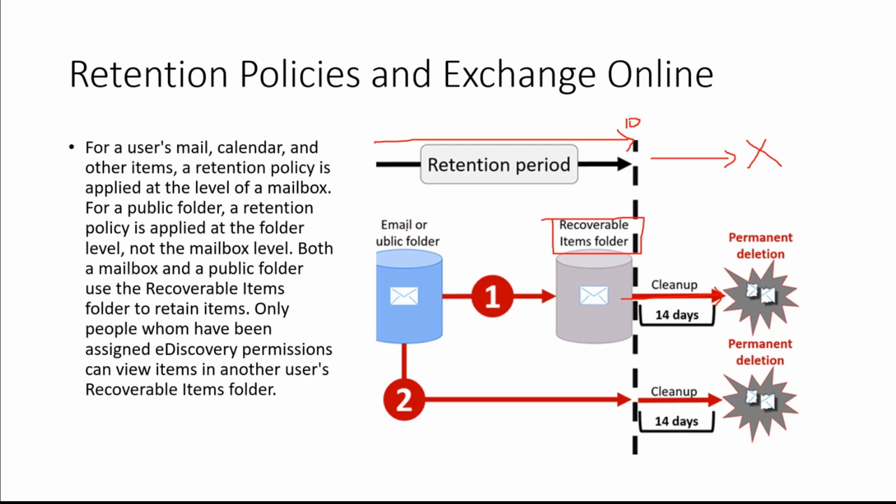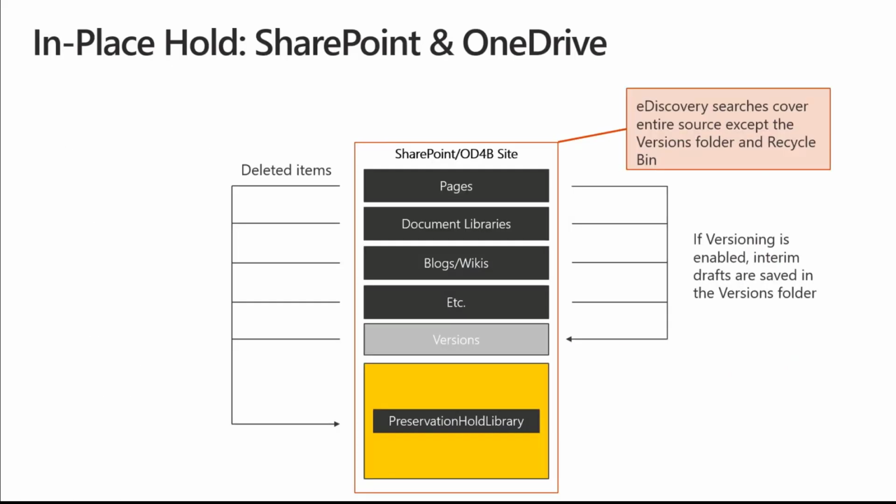But if we want to get that data back, then we can use e-discovery in order to interrogate that user's mailbox or that SharePoint site, and then retrieve those items either from the recoverable items folder or the preservation hold library in SharePoint. Get my terms right. Similarly with SharePoint, this is the red box that's on the outside here.